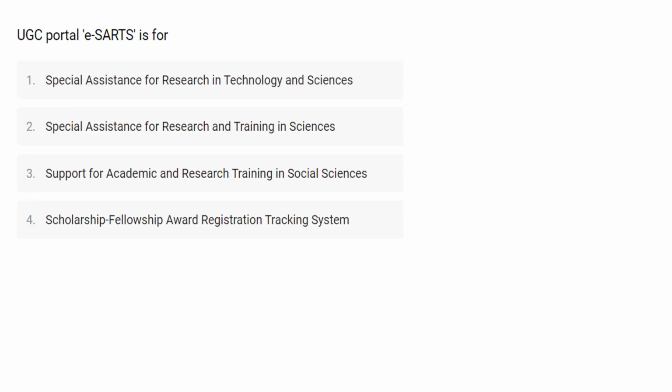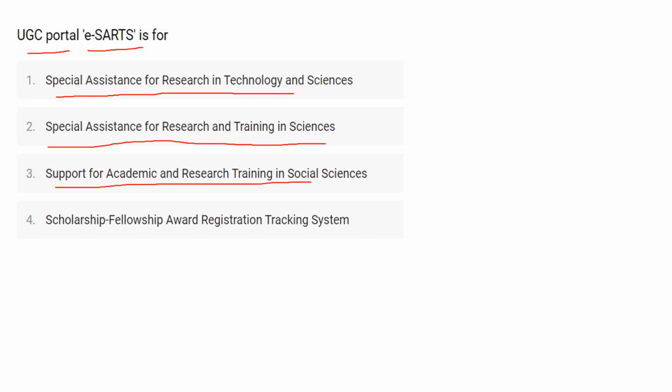UGC portal e-start is for. So here in this question they ask you about a UGC portal e-start, for which the first option here is special assistant for the research in the technology and the science. Second one is special assistant for the research and training in the science. Third one is support for the academic and the research training in the social science. And the last one is scholarship, fellowship, award registration tracking system.